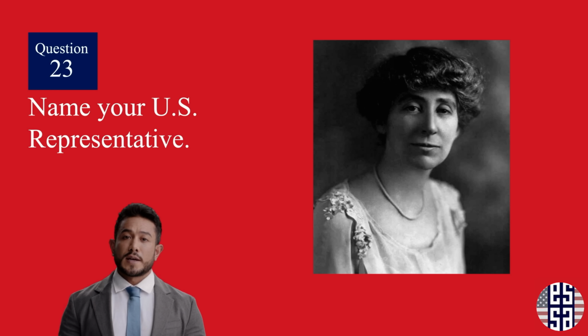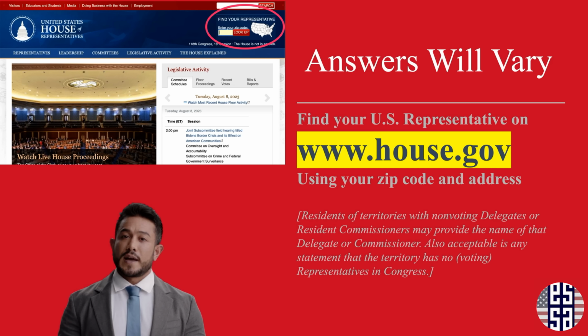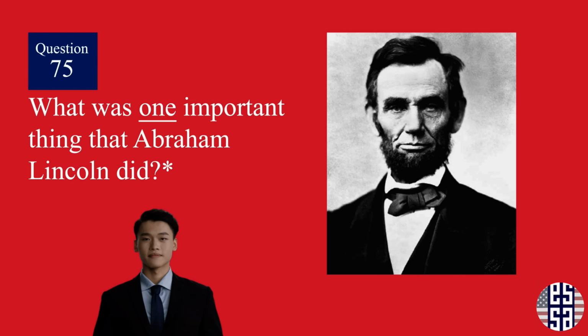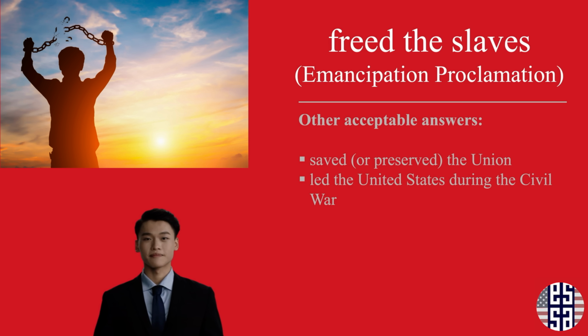Name your U.S. representative. Answers will vary here, because it depends where you live. To find your U.S. representative, go to house.gov and type in your zip code and street address, or just ask us in the comments. What was one important thing that Abraham Lincoln did? Freed the slaves. You can also say, saved the Union, or led the United States during the Civil War. But it is easiest to remember, freed the slaves.